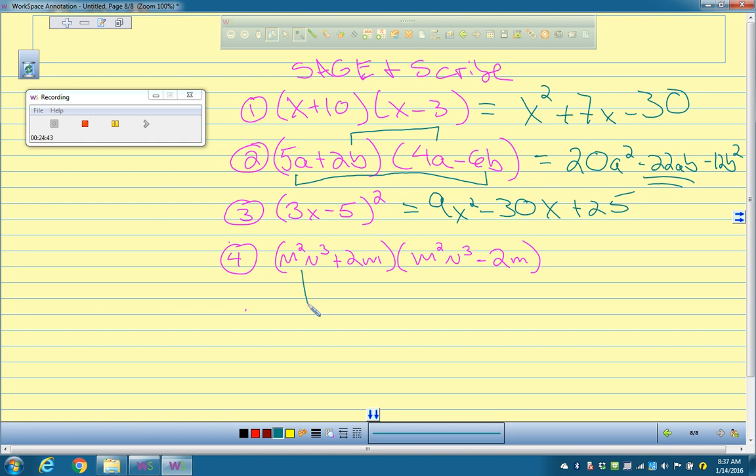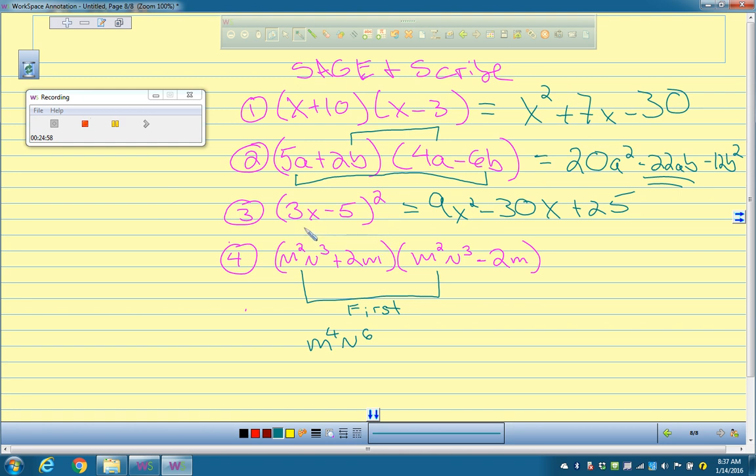So when you multiply your first terms, this is the first, okay? First, I'm not going to make a box. First gives you m to the 4 n to the 6, okay? Because you add the exponents when you're multiplying terms. For the last term, you don't have to worry about the middle terms because one is positive and one is negative, so they're exactly the same and they would cancel each other out.